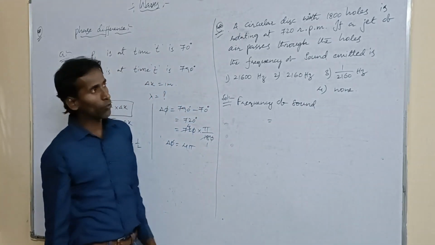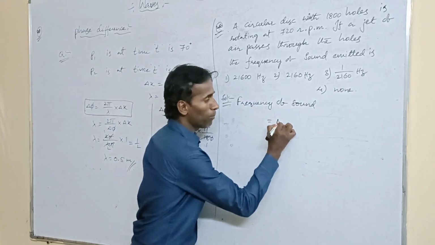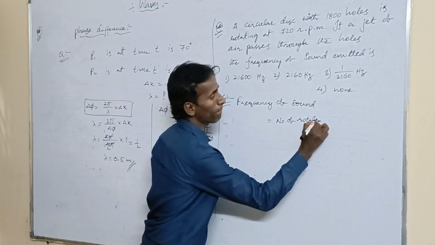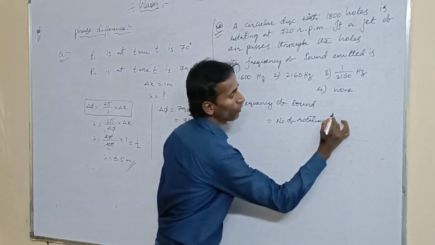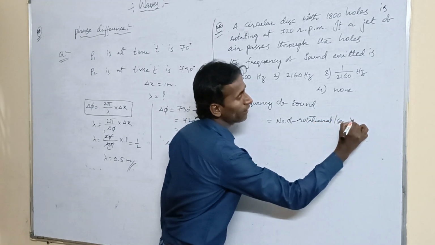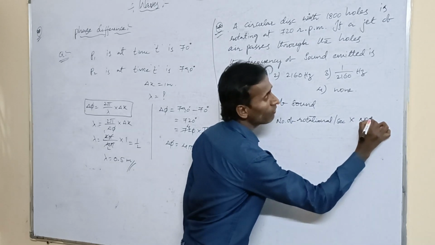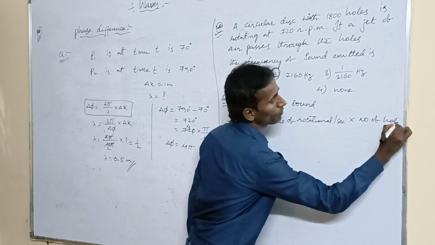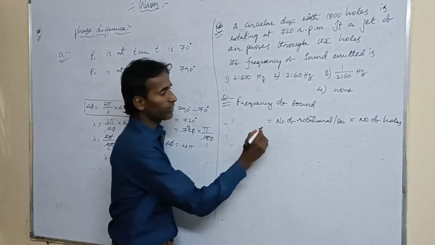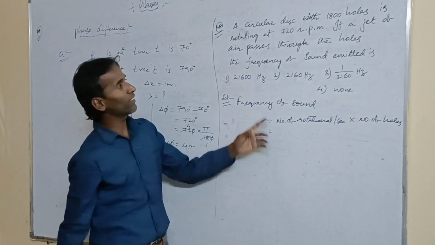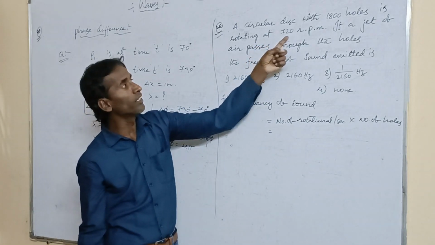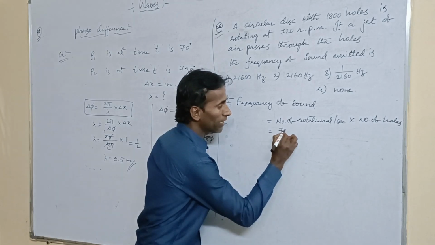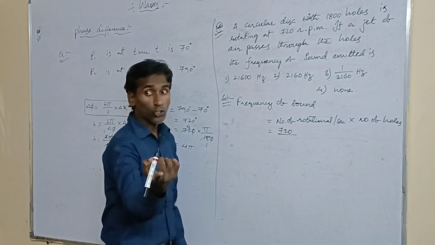Frequency of sound is equal to what is given? Number of rotations per second into the number of holes. This is the formula, sir. Now, how many rotations per second are given? 720 rotations per minute are given. So 720 per minute. 1 minute equals how many seconds?